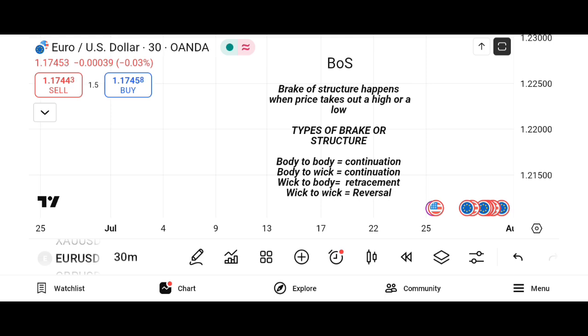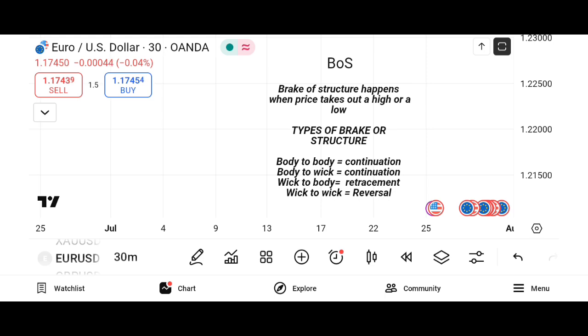Today we'll be talking about break of structure. So what is break of structure? Break of structure happens when price takes out a high or a low. Break of structure happens only when price takes out a high or a low. Then we have four types of break of structure.